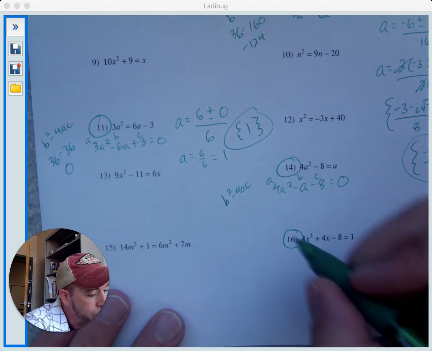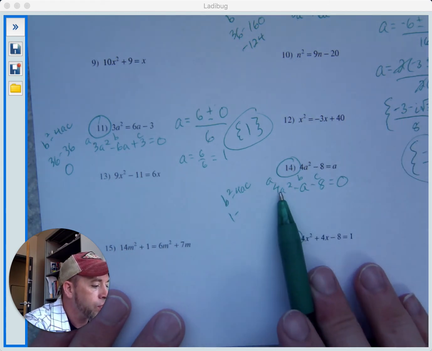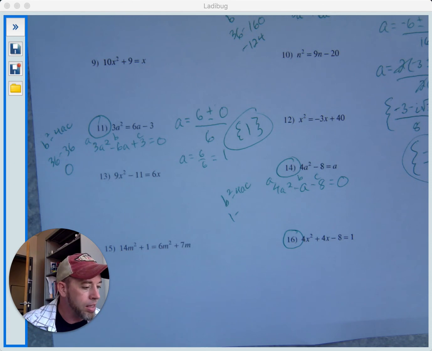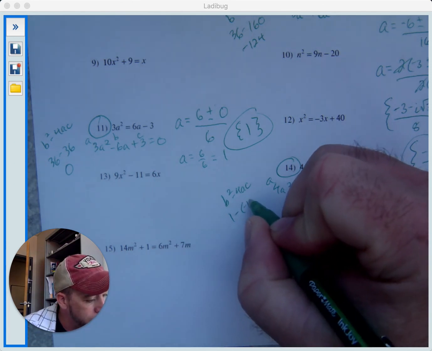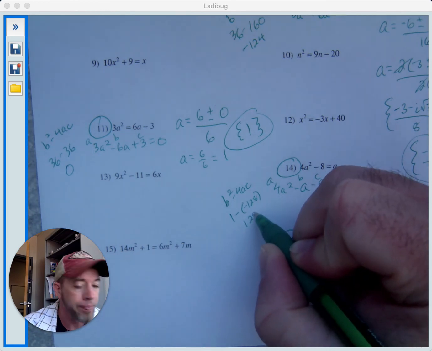B squared, -1 squared is 1, minus 4ac, so 4 times 4 times -8. Let's see what that is. I don't know, use my calculator. 4 times 4 times -8 is -128. So 1 minus a -128. That's 1 plus 128, which is 129.